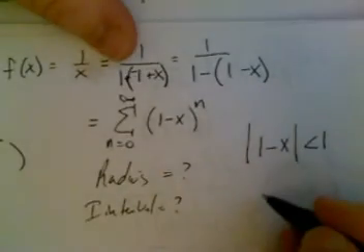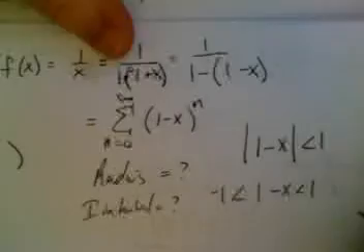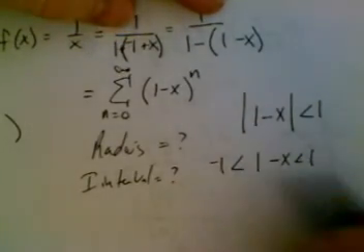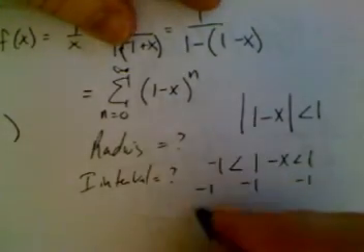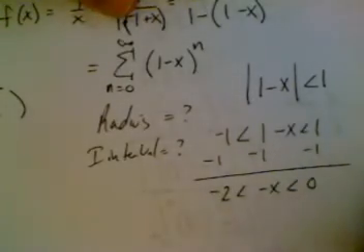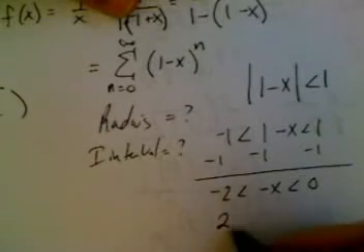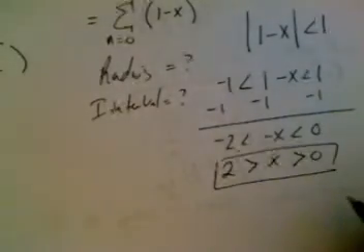This also means that I have 1 minus x is less than 1 but greater than negative 1. By manipulating this, I could actually subtract the 1 first. That's going to give me negative 2 is less than negative x, which is less than 0. And then I'll multiply everything by a negative 1 and flip all the signs. So I have 2 greater than x greater than 0. There's my interval.